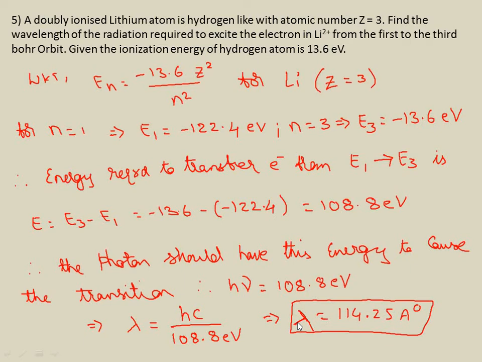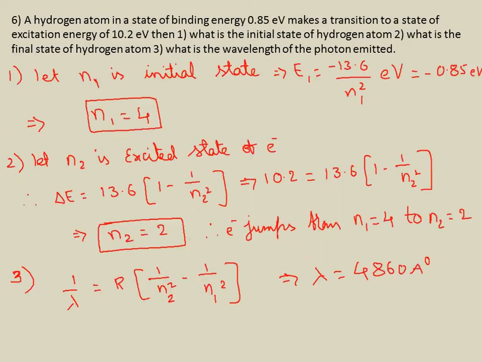Okay, right. Now let's look at the next one. A hydrogen atom in a state of binding energy 0.85 electron volt makes a transition to a state of excitation energy of 10.2 electron volt. Then first one, what is the initial state of the hydrogen atom? Second one, what is the final state of the hydrogen atom? Third one, what is the wavelength of the photon emitted?